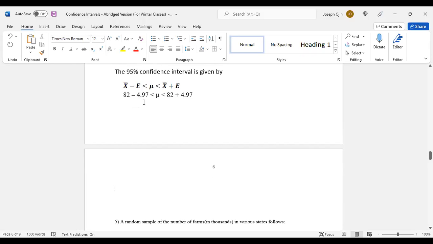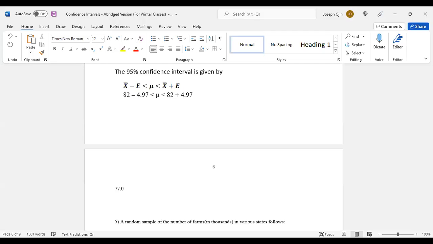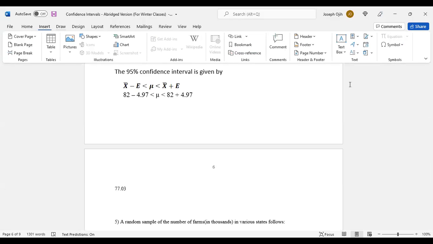So let's do this one. 82 minus 4.97. We have 77.03. Yes, you're correct, 4.97. I wanted to show you to the class. 77.03 is correct. So 77.03 is less than the mean, which we are trying to estimate, and less than again.